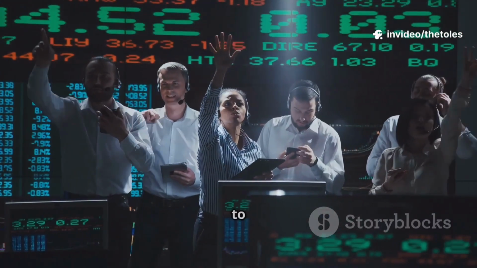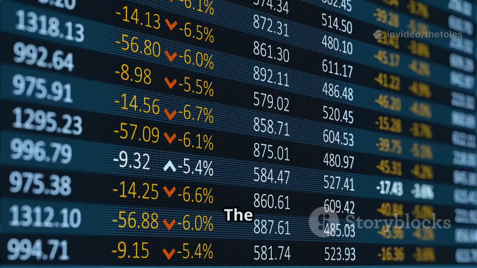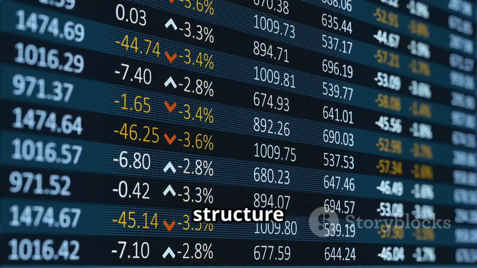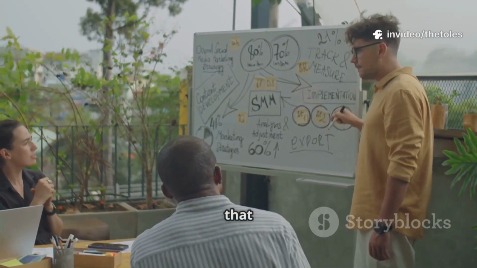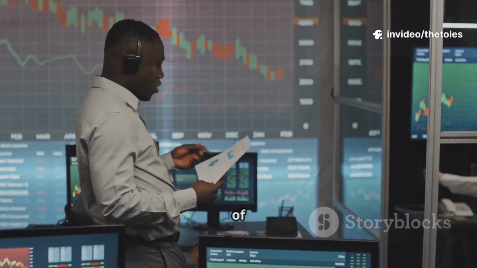Ultimately, people flock to SMC because they are searching for certainty in a world of uncertainty. The financial markets are chaotic and unpredictable, and human beings crave structure and logic. SMC provides a neat, rule-based framework that seems to explain every single tick of the price. It gives traders a sense of control.